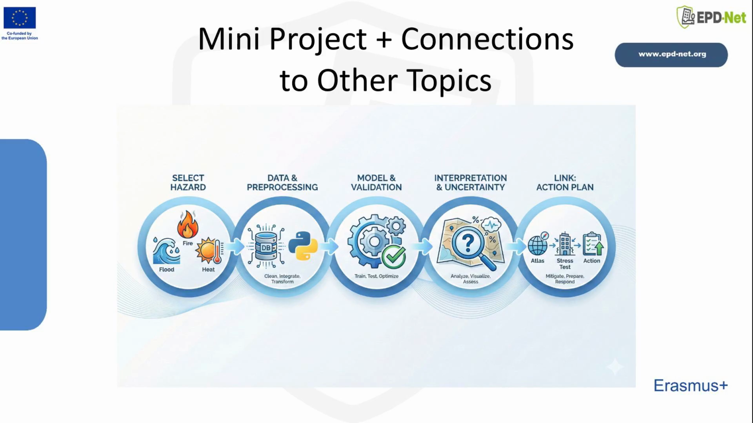The connections matter. Next topic shows the downstream governance workflow. National layers and local stress tests lead into risk dialogues and planning instruments. Your mini project should anticipate that downstream use. Treat this as training for professional practice. The output should be reproducible, explainable, and honest about limitations. If your workflow cannot be explained to a municipal planning team, it is not yet planning grade.